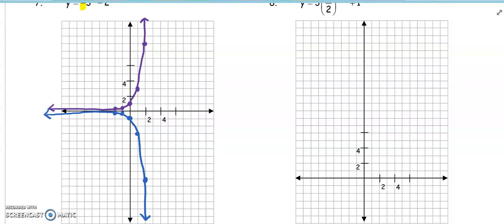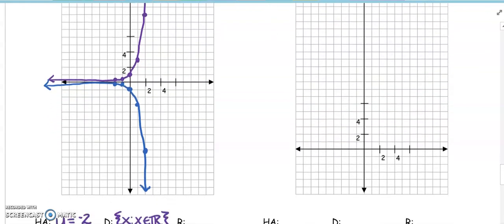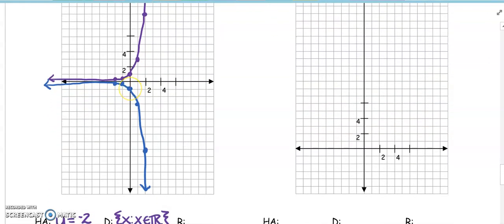And now I need to take a look at the shift that I need to do. I'm not adding or subtracting anything to the x, but I am moving all of those points down 2. So again, I like to start at 0. So (0, -1), we move that down 2. (1, -3), we move that down 2. (2, -9), we'll move that down 2. And then we'll move each of these guys down 2 as well. So I've got something that looks like that.